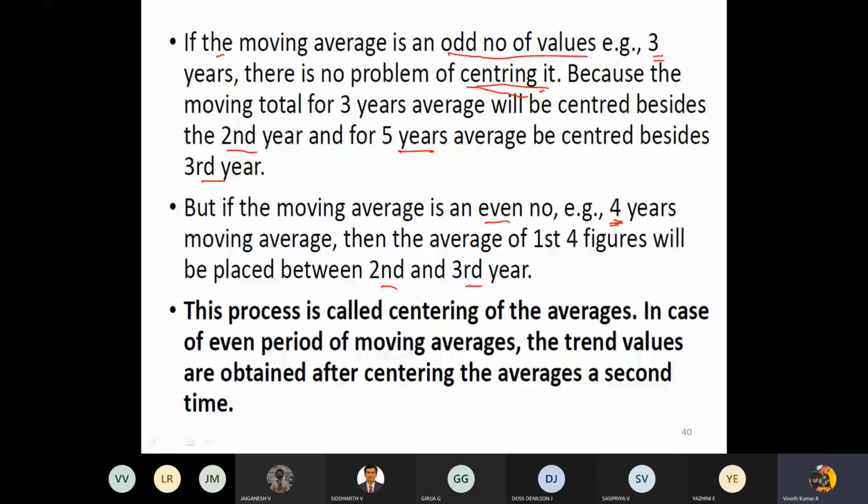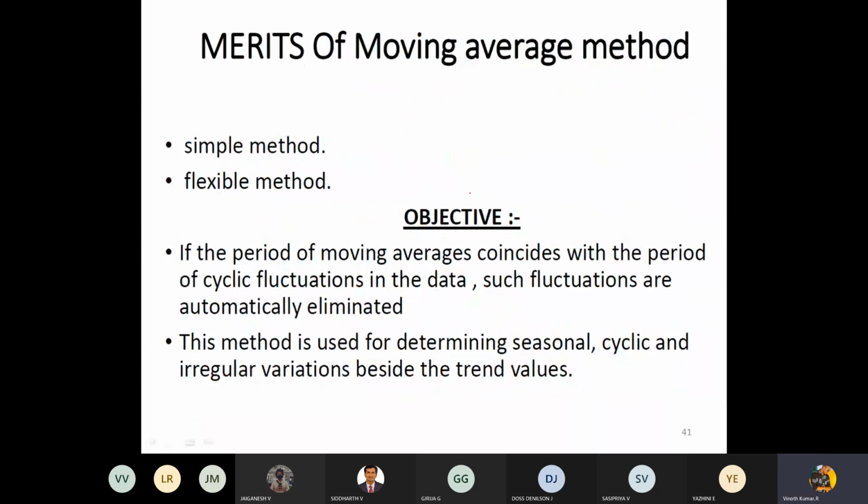Let's see one problem. From the problem you may understand what concept they are using here. Before starting the problem, you may know the merits of the moving average method. What are the merits? We basically have two points: first, it is a simple method, and second, it is a flexible method.